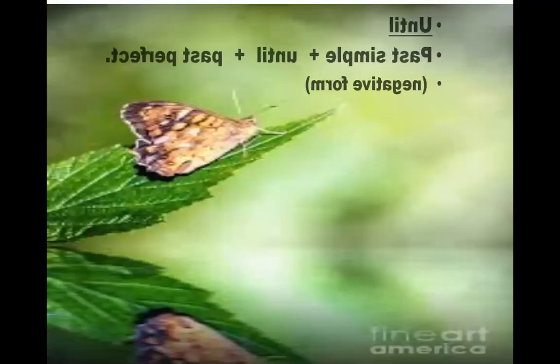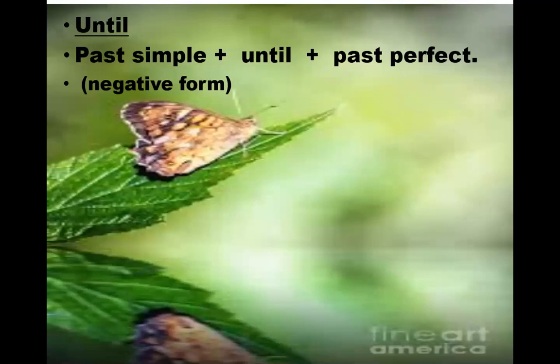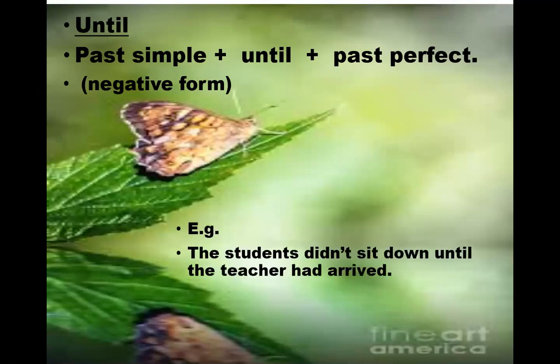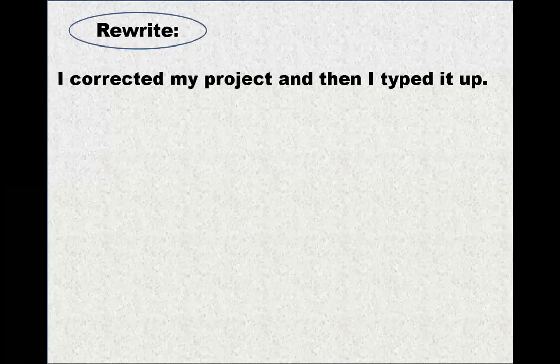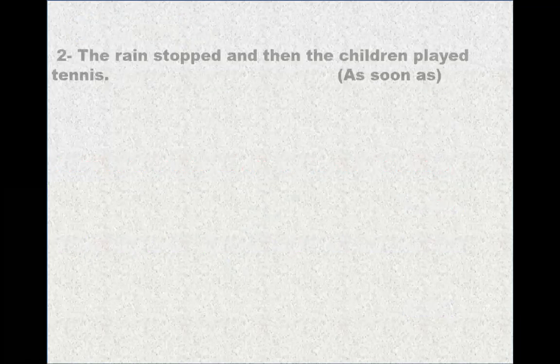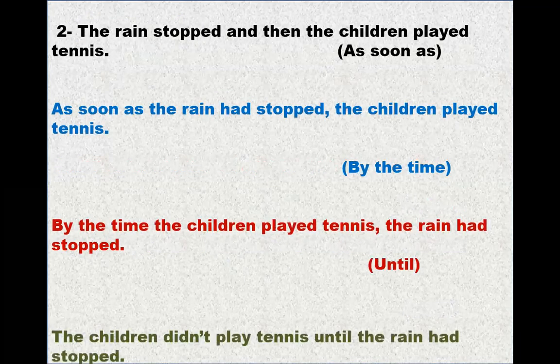Okay? Until has got another rule. Until must be put in the middle of the sentence and followed by a sentence in past simple but in negative form, which is the second action. And the second sentence which comes after until must be the first action, which is in past perfect tense. Like this example: the students didn't sit down until the teacher had arrived. And we made this exercise together. Now we will complete the exercises. Did you get the point, Nada?